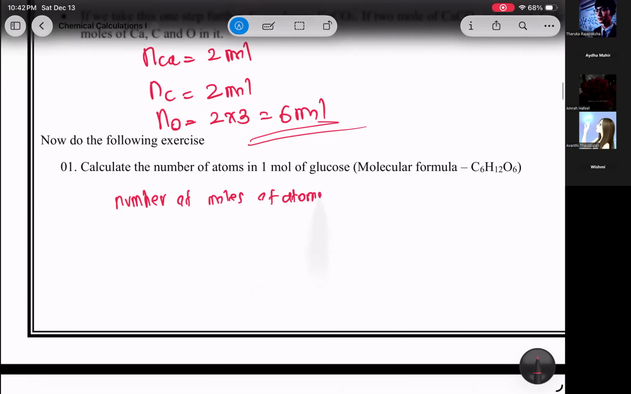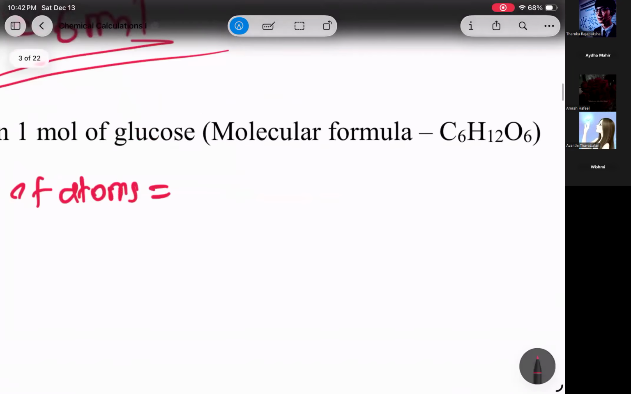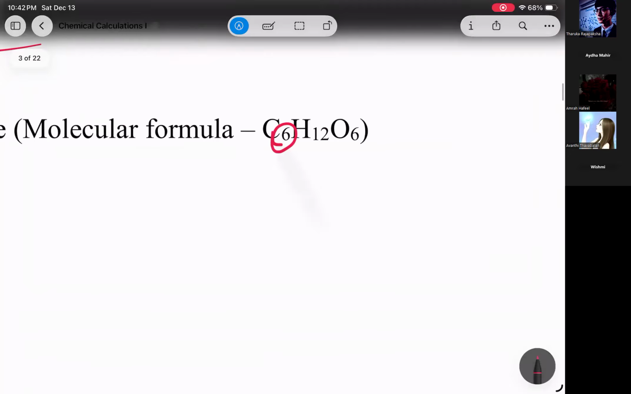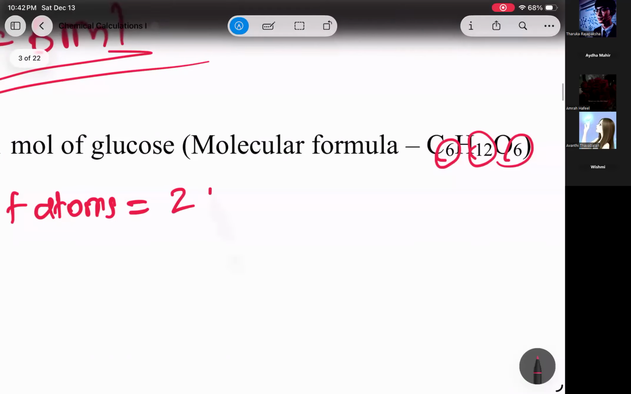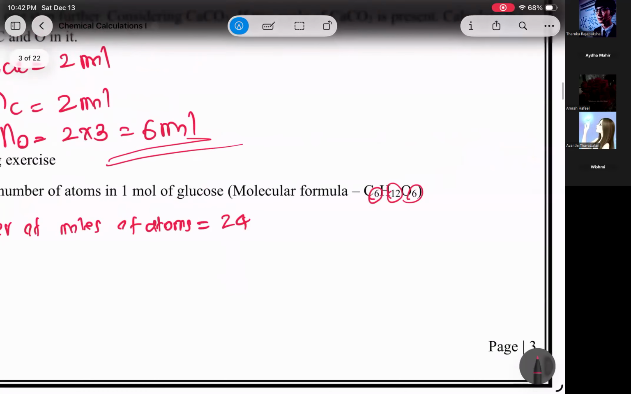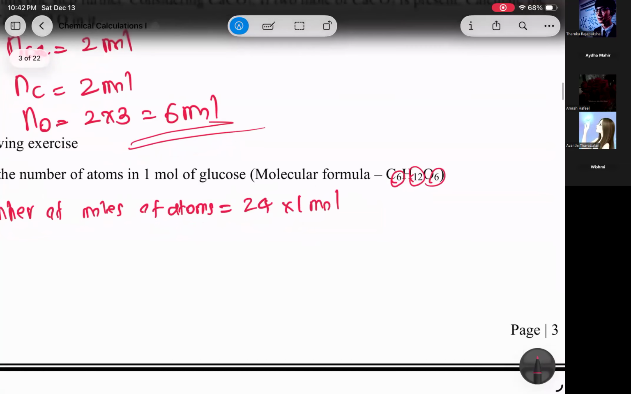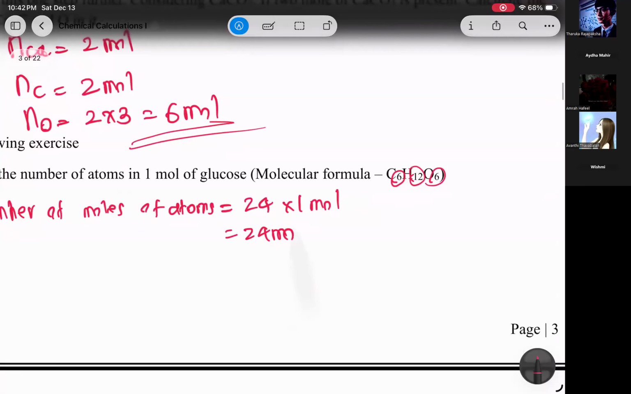That's what you're going to calculate. Again, total moles of each atom we have to calculate. Now there are how many? There is 6, 12, and 6. Altogether, how much? There is 24, right? So 24 multiplied by 1 mole. That's going to be how much? 24 moles. So total amount of atoms in this sample is 24 moles.